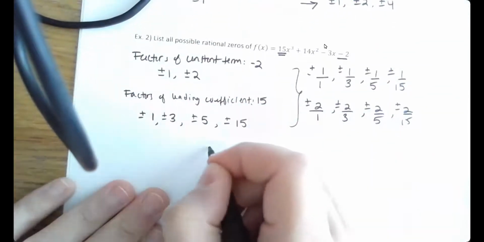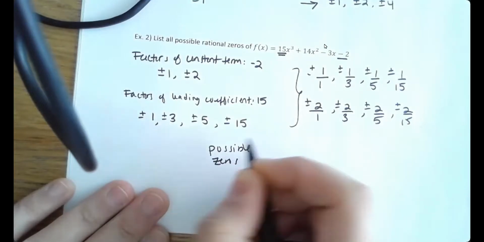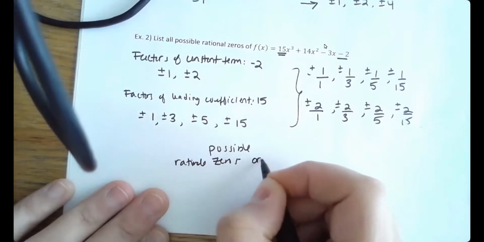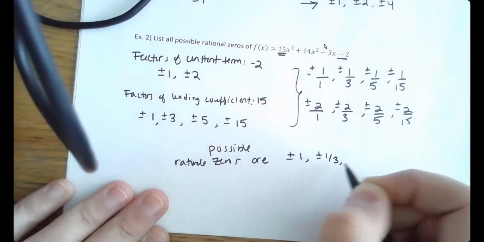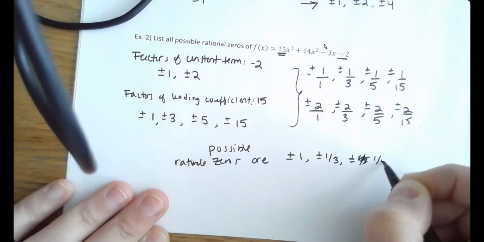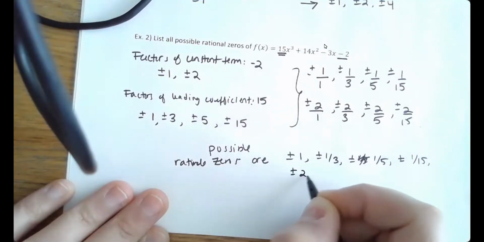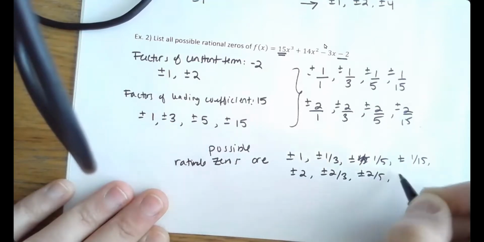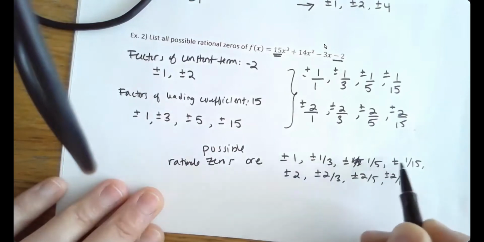So our possible zeros, and again, possible rational zeros, I should say, are ±1, ±1/3, ±1/5, ±1/15, ±2, ±2/3, ±2/5, and ±2/15. So we have 1, 2, 3, 4, 8.